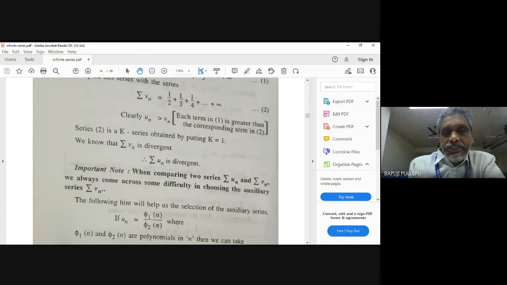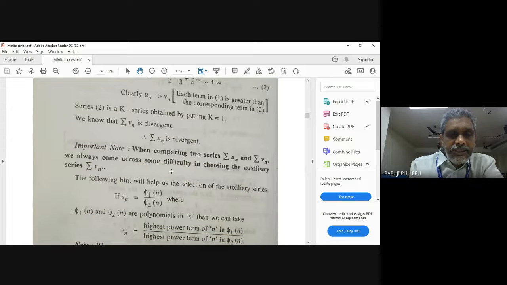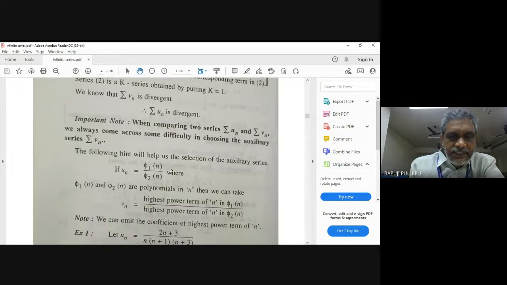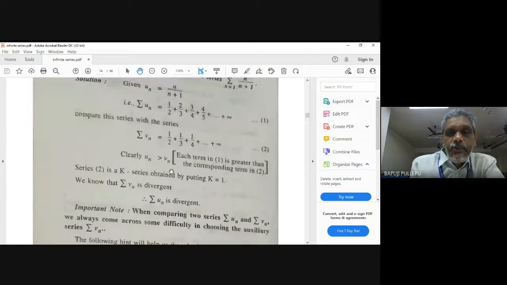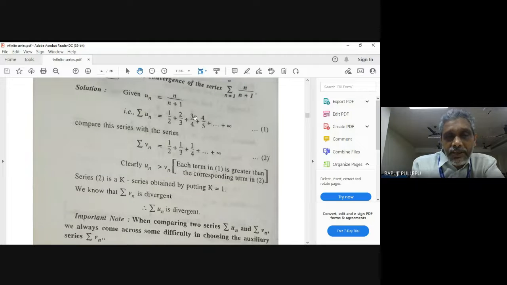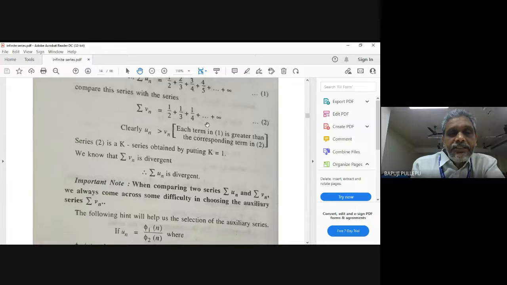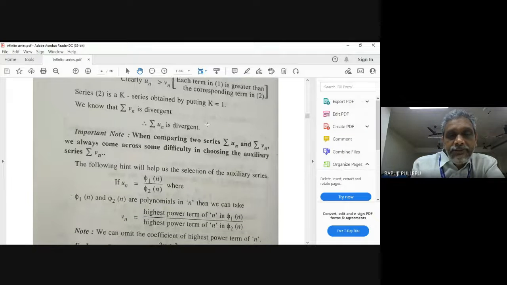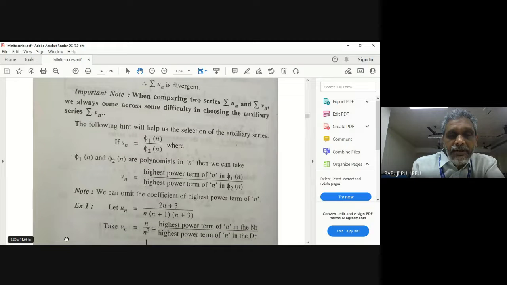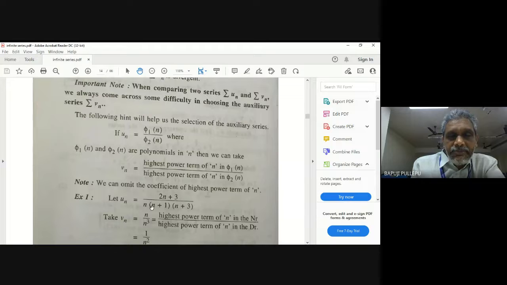Important note: when comparing two series Un and Vn, there is sometimes difficulty choosing the auxiliary series Vn. Un is phi 1 of n by phi 2 of n, where phi 1 and phi 2 are polynomials; take the highest degree of n. That's why it is told so. You may ask why suddenly he is taking 1 by 2, 1 by 3; from these terms only you can choose. If both are polynomials, take the highest degree common, then prepare that term. Now here the numerator's highest degree is n in 2n plus 3, and the denominator is n cube. If you take n common, n by n cube is equal to 1 by n square.